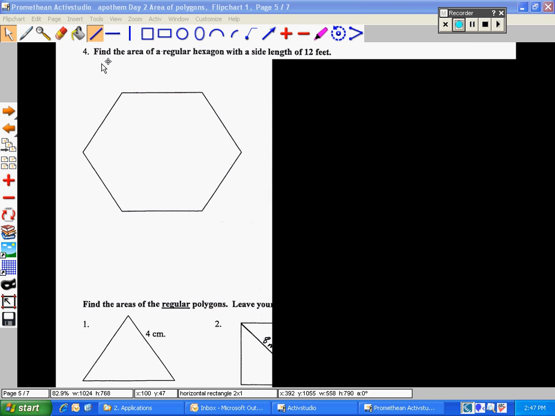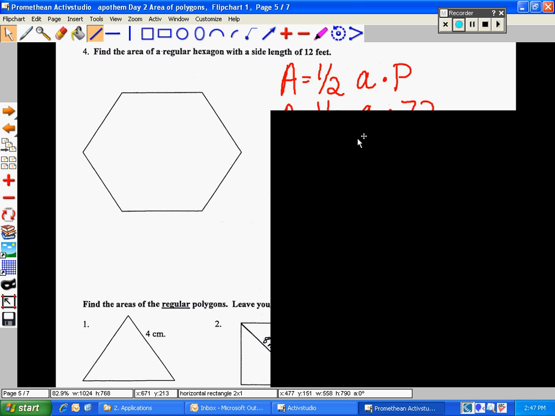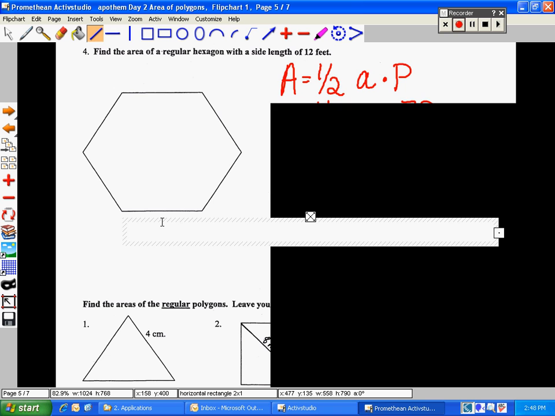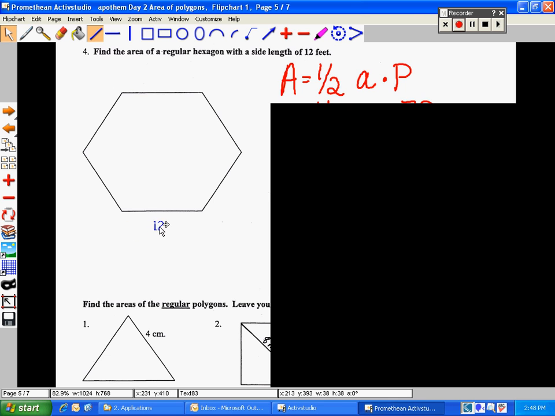In this next example, we need to find the area of the regular hexagon with a side length of 12 feet. Well, this is a regular polygon, regular hexagon, so we can use the formula area equals 1/2 apothem times perimeter. Well, they tell me each side length is 12 feet, so I'm going to fill in on this side is 12 feet. I need to find the apothem. The apothem is from the center to the middle of one of the sides of the polygon.